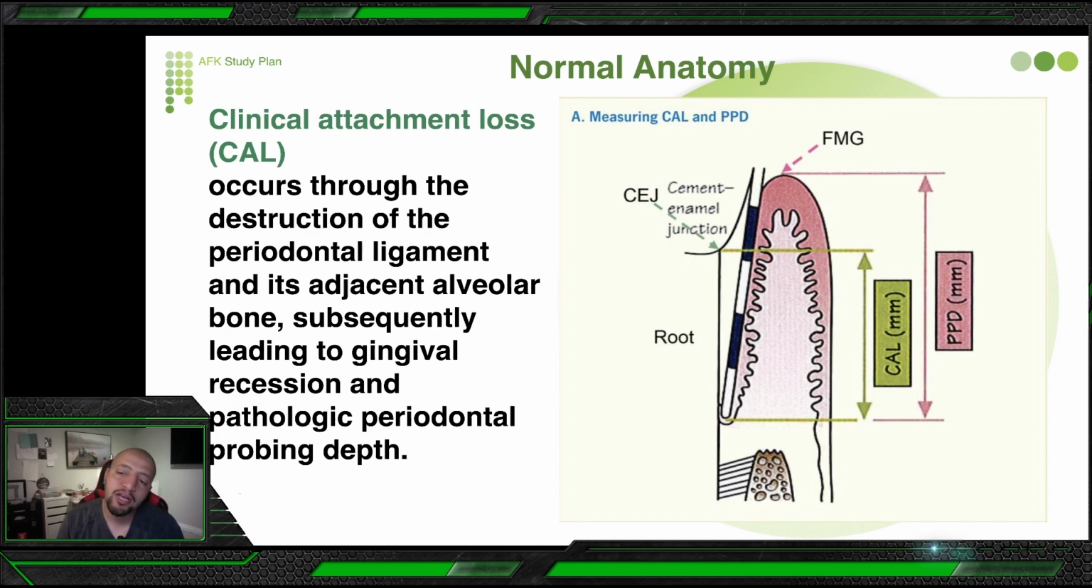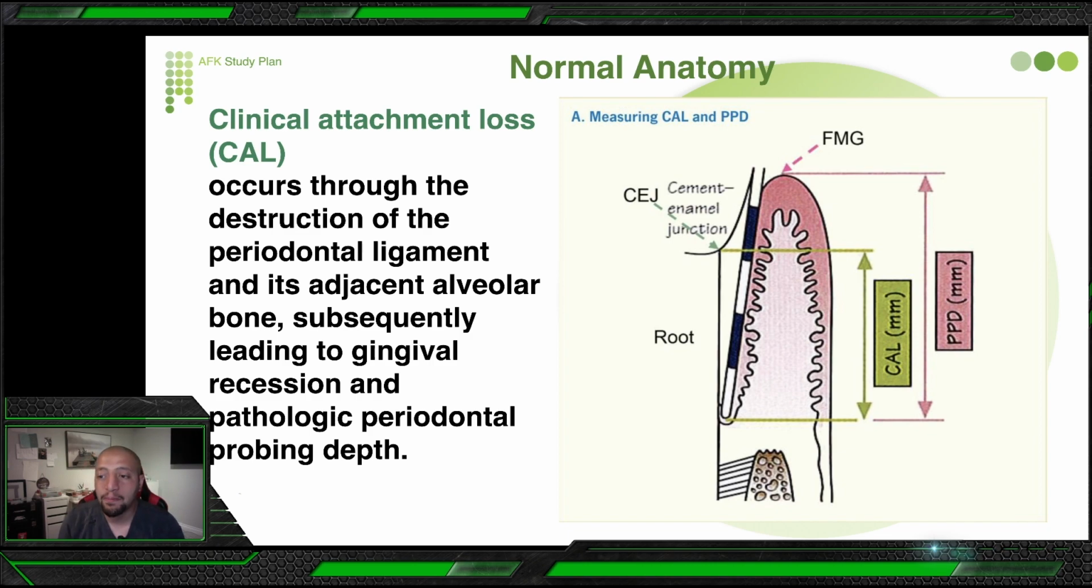Think about it: will clinical attachment loss always be the same as probing depth? No, not in every case. Why? As you see in the diagram, the clinical attachment loss is the distance from the cement to enamel junction to the depth of the pocket, while the probing depth is the distance from the free marginal gingiva to the depth of the pocket.